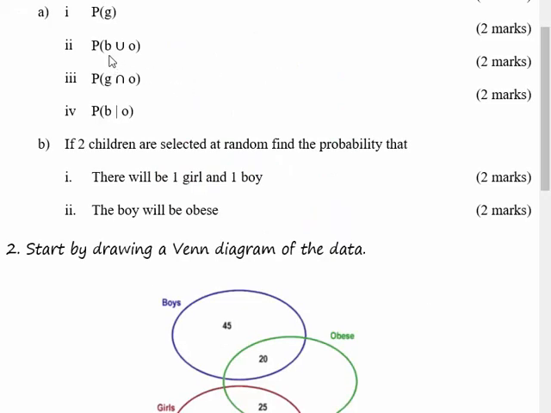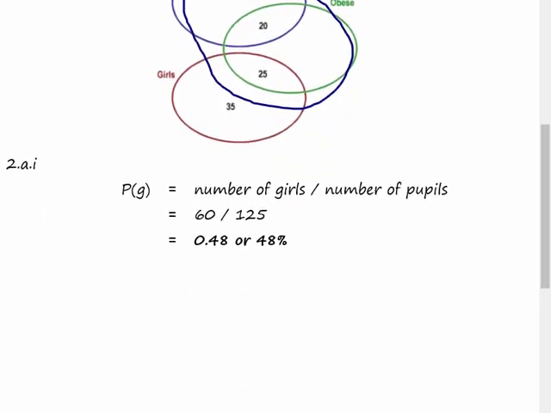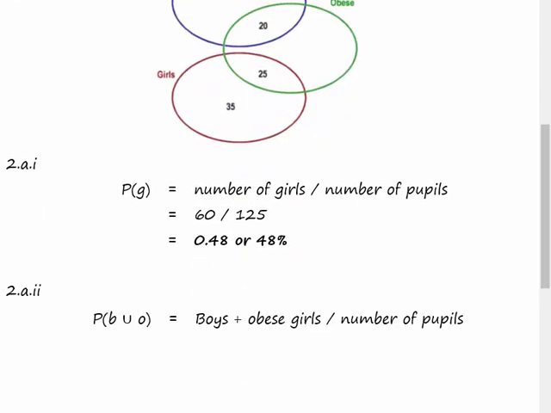Part 2. The intersection of boys and obese children, all boys and obese children, is that group there. So we've got 45, 65, 90. So the question is, what is the probability of a child chosen at random is a boy or an obese girl? So that's going to be 90 over 125, which is 0.72 or 72%.